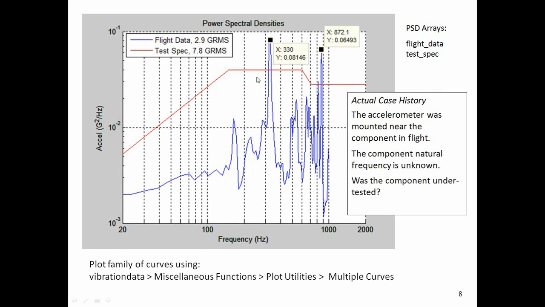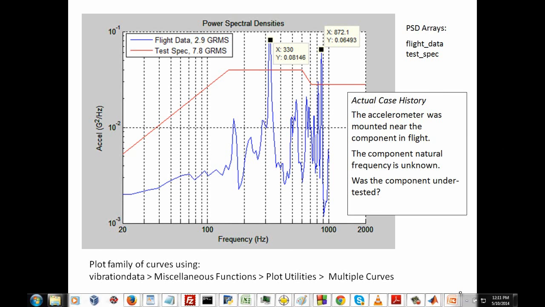So what can we do? Can we somehow take advantage of the fact that this red curve is much broader and has more overall energy to show that even if our component did have a 330 hertz natural frequency, it was still tested sufficiently? Can we do that? And the answer is we've got a wonderful tool called the vibration response spectrum that will allow us to make that comparison.